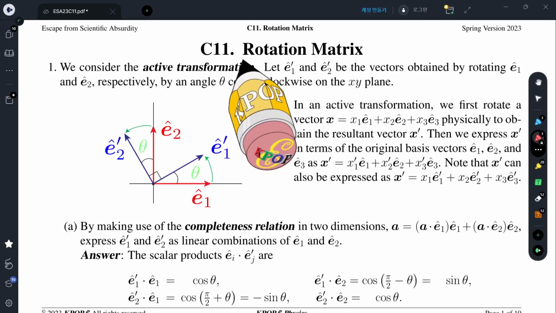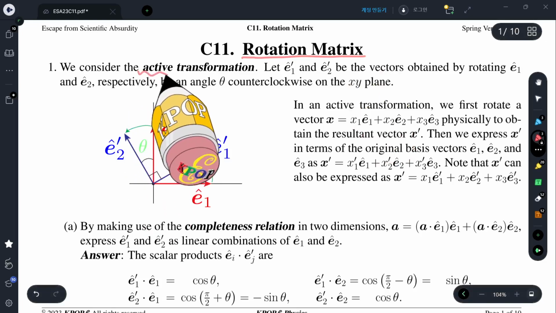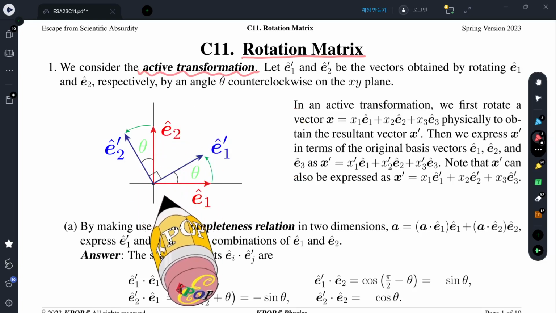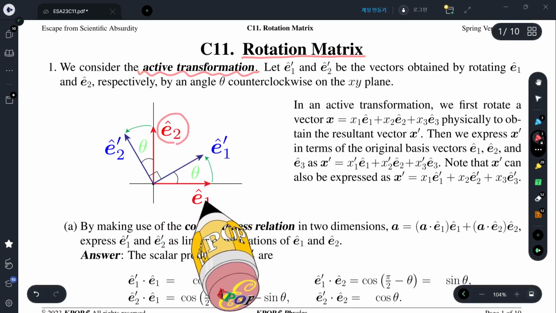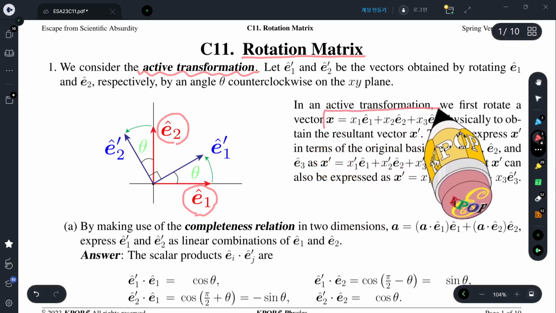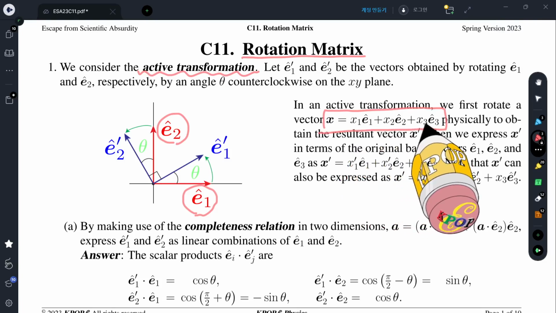Today we study rotation matrix. First, we consider active transformation. In mathematics, we usually use the passive transformation, but in physics, the actual vector rotates instead of the basis rotating. So, first we introduce the original basis set to express a vector in terms of Cartesian components x1, x2, x3.